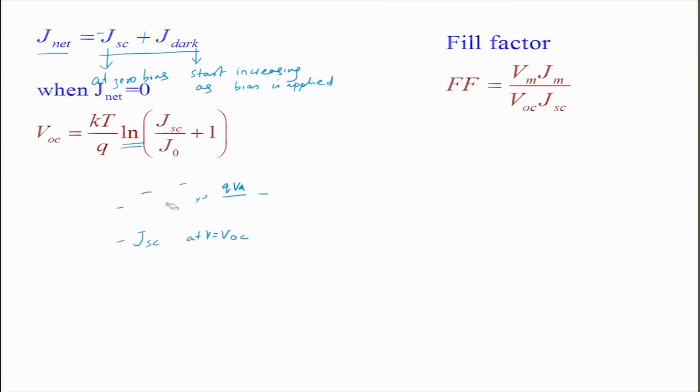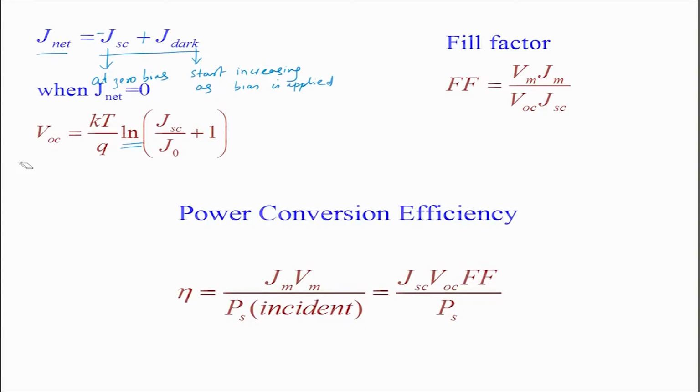And last but not the least, we will look at the power conversion efficiency. So, this power conversion efficiency is eta, which is Jm Vm divided by P incident. So, the maximum power that you can extract, or maximum energy that you can extract from a solar cell, divided by the incident energy, or incident power. Power extracted divided by power incident will give you the power conversion efficiency, which is nothing but JSC into VOC into fill factor divided by PS, which is the incident power.